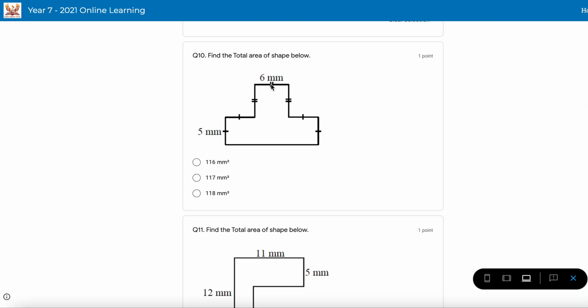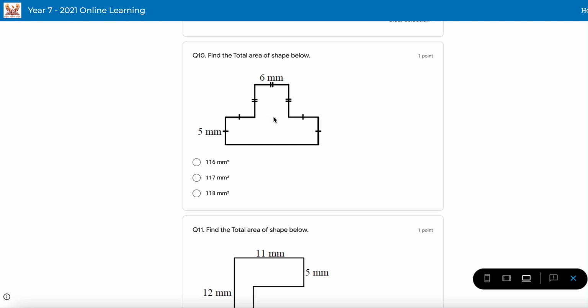And same here, these are all 6 millimeter sides, the ones with this marking. So we actually have quite a lot of sides here. Now, how are we going to break this shape up? We can cut it lots of different ways.